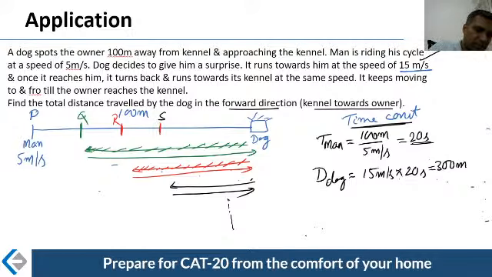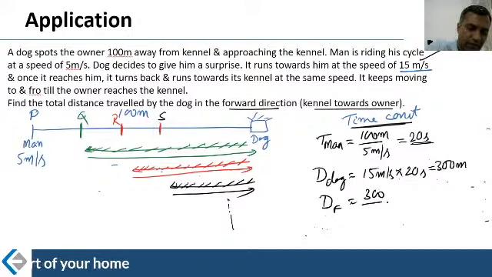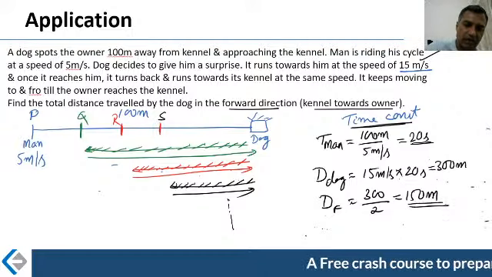Similarly, the black line, as much as it traveled forward, is exactly the same distance the dog has traveled backward. Therefore, it is 50-50. Therefore, the distance traveled by the dog in the forward direction is 300 divided by 2, which is 150 meters. That is the answer.